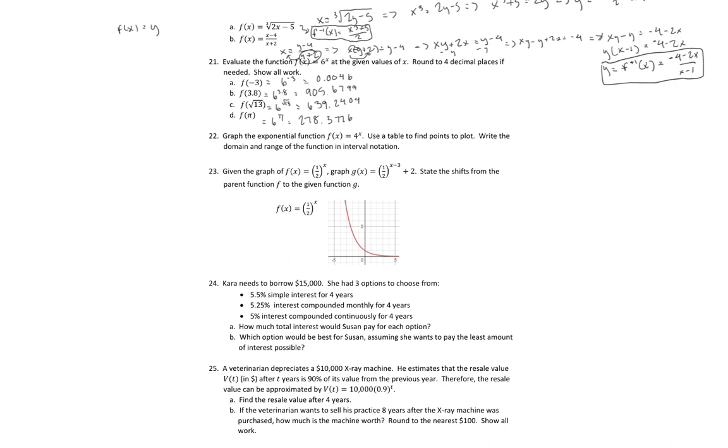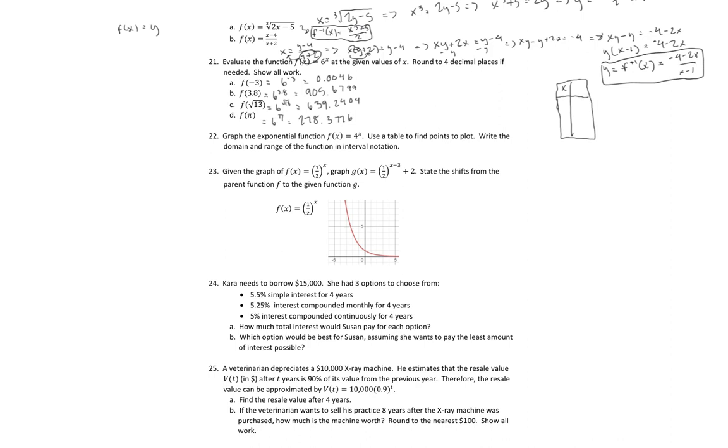All right, so number 22, we are to graph the exponential function f of x is equal to 4 to the x. And it wants us to use a table to find points to plot. Okay, and then we find the domain and range. So if we create a table here, I'll just do it right here. And let's do 5 points. So this is going to be our x. And then we'll have our function.